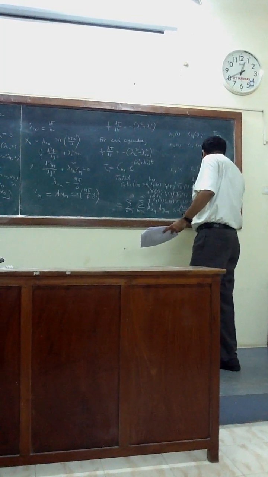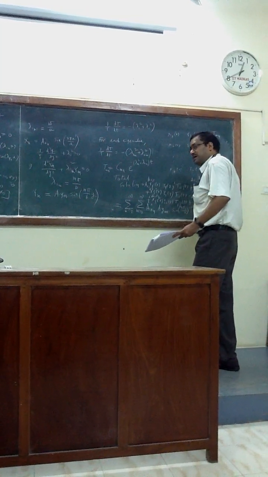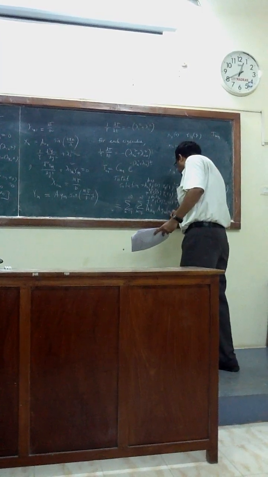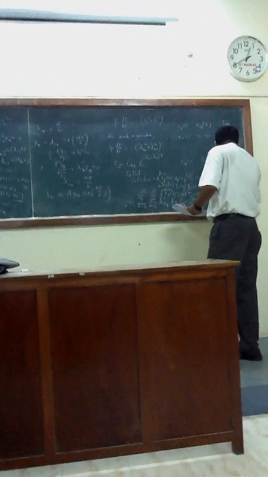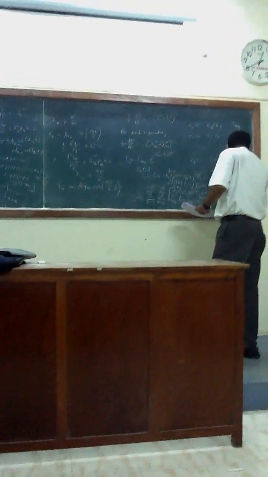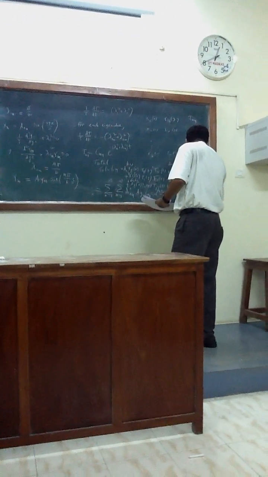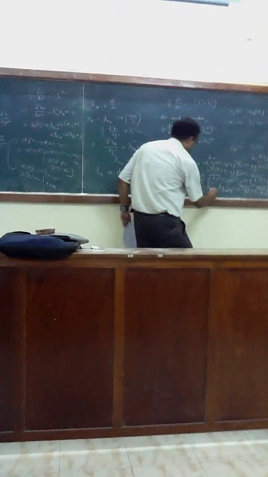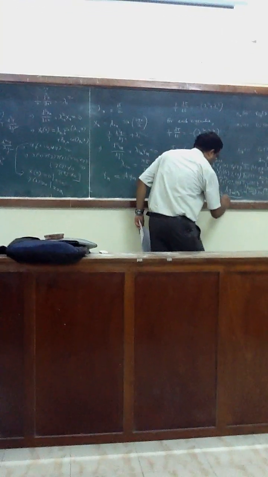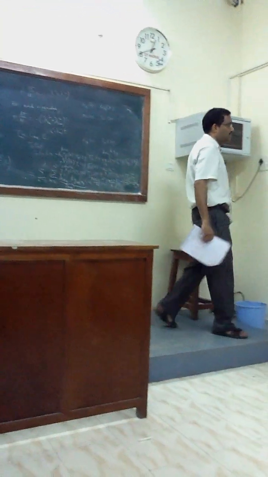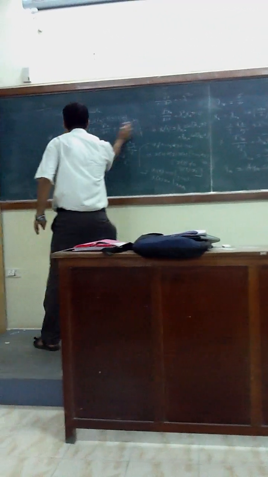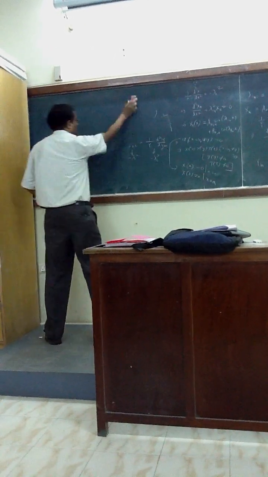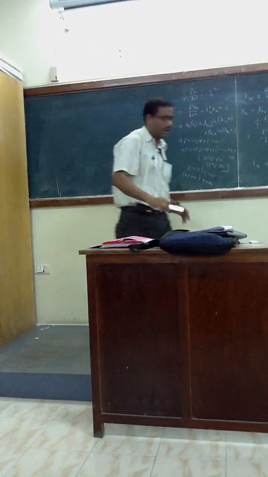Sin m pi y by b, then Cmn, you should write Cmn here, e to the power minus lambda square, which is n square pi square by a square plus m square pi square by b square, into t. Right? And this entire thing I am writing as Dmn, the same convention. I am writing the entire thing as Dmn. So what did I get finally?